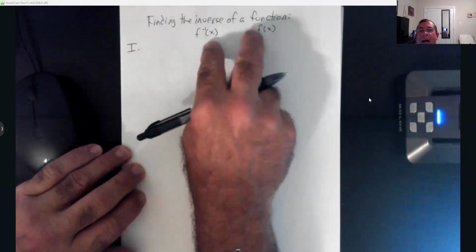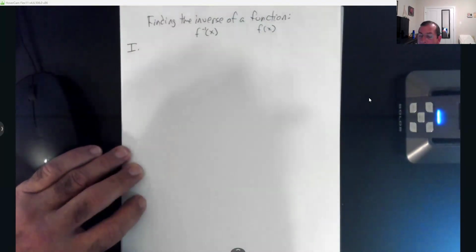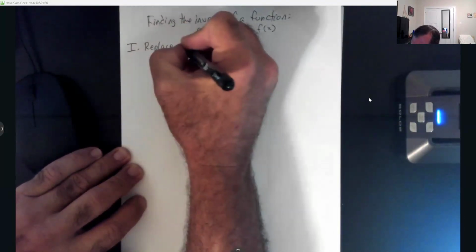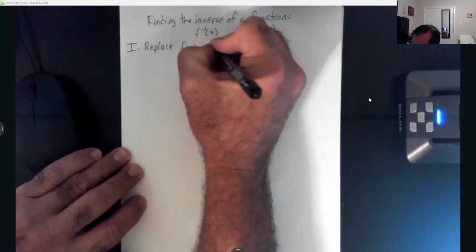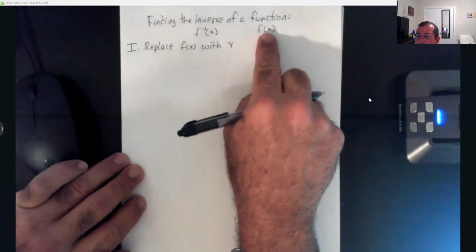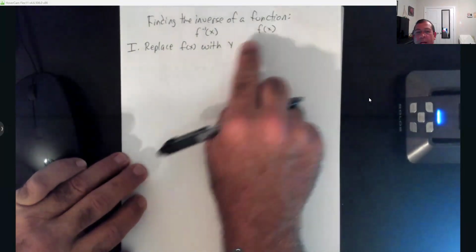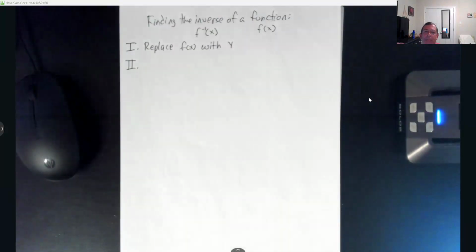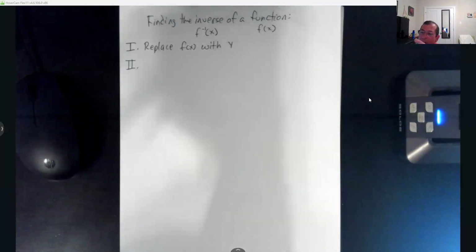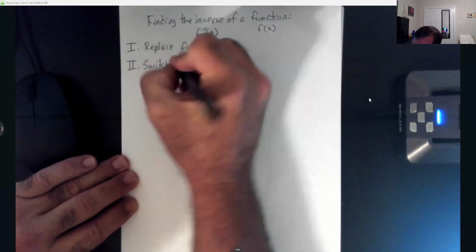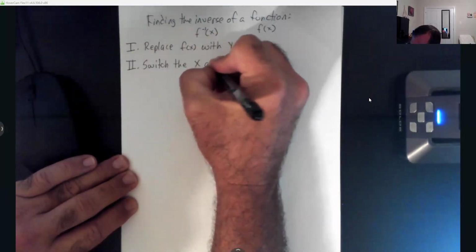So y'all, this is going to be the steps to finding those inverses. So the first thing, we're going to replace f of x with y. Because remember, f of x and y are the same thing. But now we're going to take it out of function notation and use a y for it. And the whole reason I'm turning that f of x into a y is because now I'm going to switch that x and y. So switch the x and y variables.